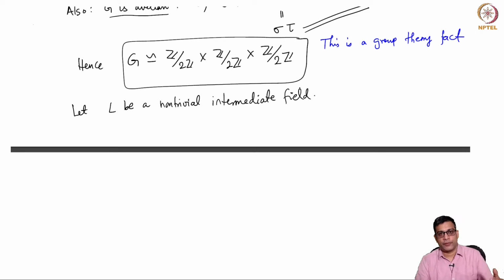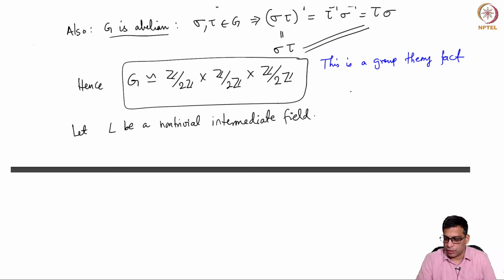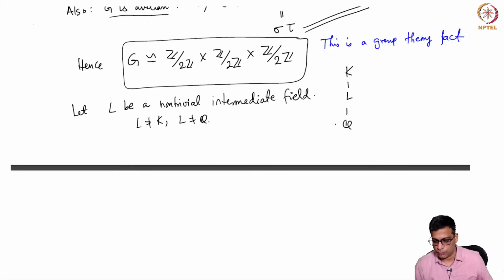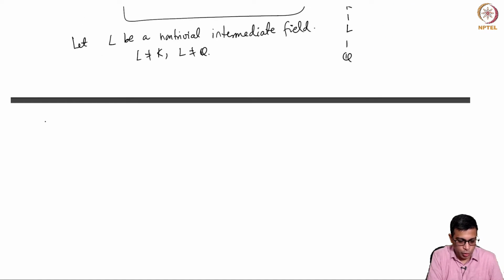So of course there are two obvious intermediate fields, K and Q, but we are interested in L, right? So this is not 1, this is not 1. So L is not K, L is not Q. Those are already there, but what about others? So now there are two possibilities.